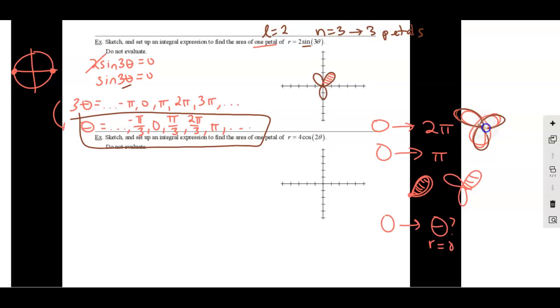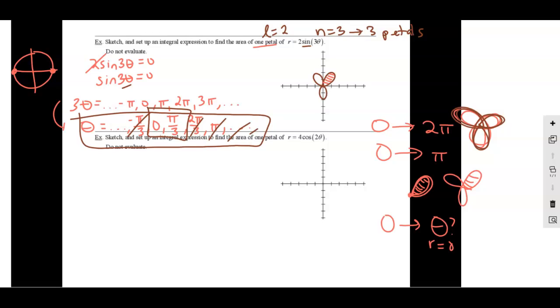Then remember, for the 0 to 2 pi, it actually went around that second time. But I don't need it all that time. I don't need to go around twice. So really, all I want for that first petal is just the first time when it's at the pole, which is at 0, and then the next time it's at the pole, which is at pi over 3.